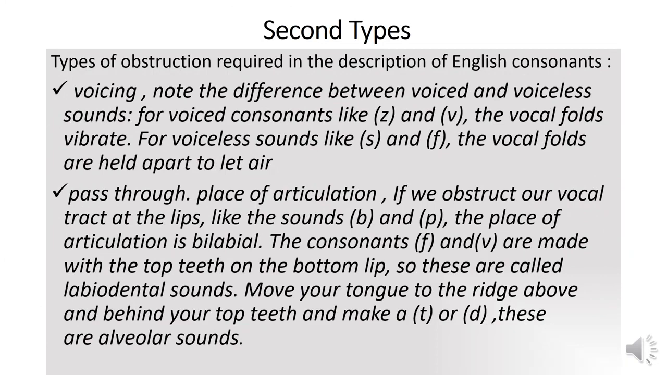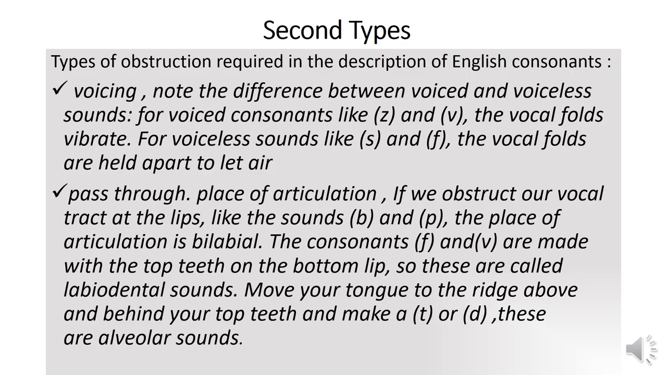Let's look more closely at the class of sounds we call consonants. Remember that consonants have some constriction in the vocal tract that obstructs the airflow. We can classify consonants according to three pieces of information. Types of obstruction required in the description of English consonants. Voicing. Note the difference between voiced and voiceless sounds. For voiced consonants like Z and V, the vocal folds vibrate. For voiceless sounds like S and F, the vocal folds are held apart to let air pass through.